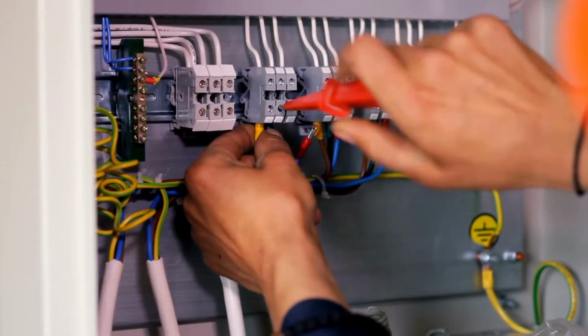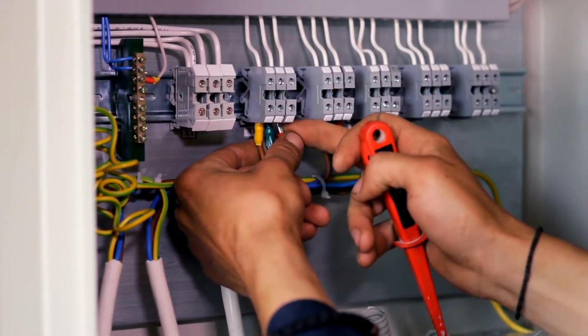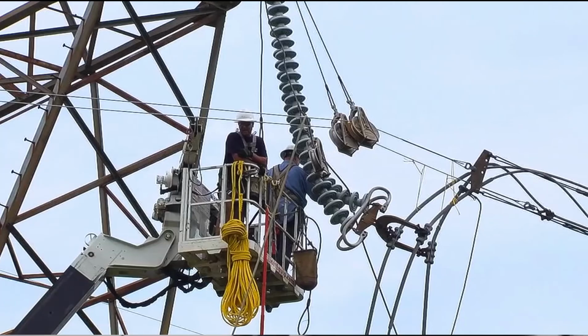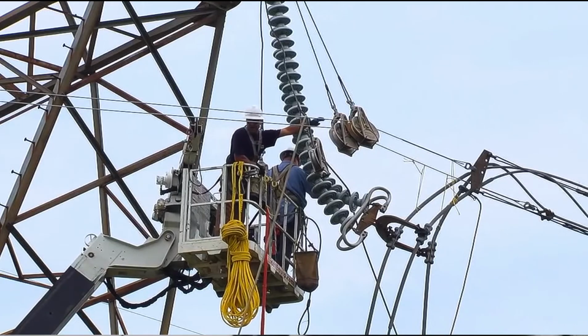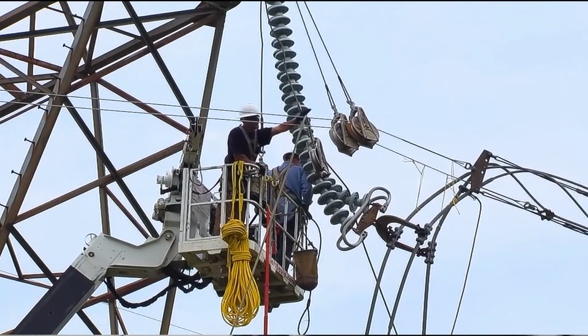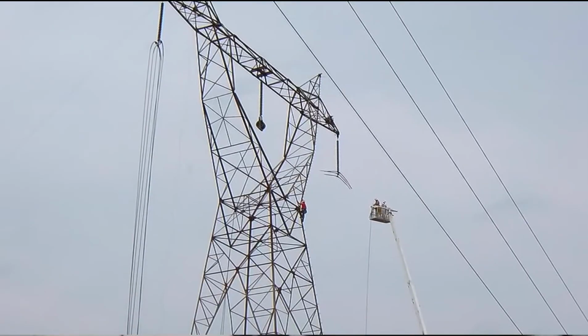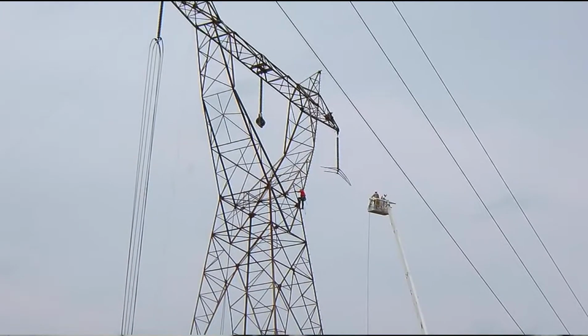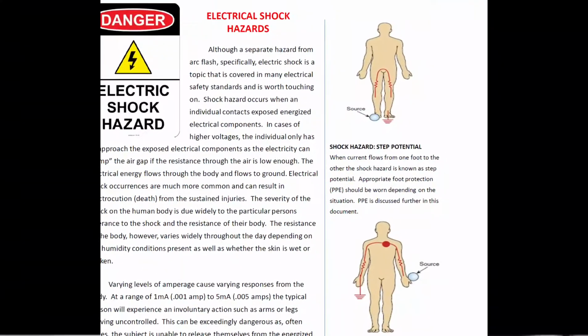Shock hazard occurs when an individual contacts exposed energized electrical components. In cases of higher voltages, however, the individual only has to approach the exposed electrical components, as the electricity can jump the air gap if the resistance through the air is low enough. The electrical energy flows through the body and flows to ground.